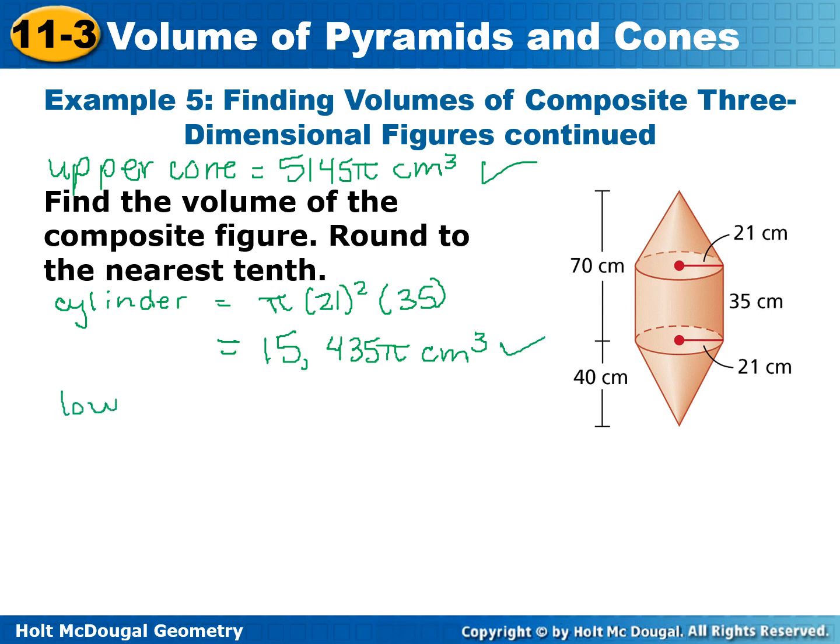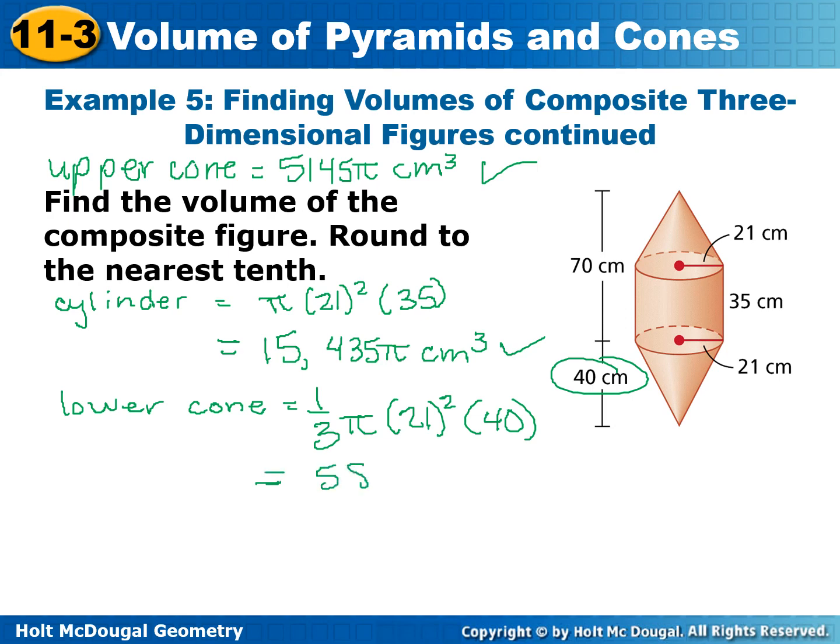So we're going to use this one, and now we need the lower cone. And that volume will be 1/3 pi r squared. R is once again 21. And times this height happens to be 40. So this comes out to be 5,880 pi centimeters cubed.